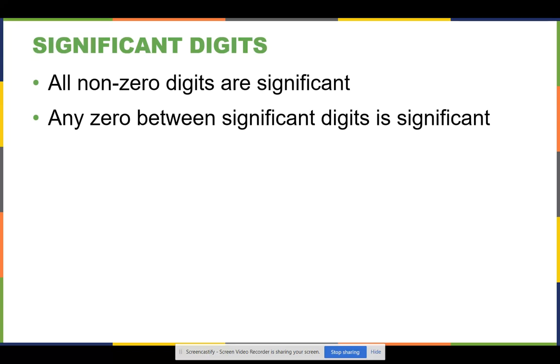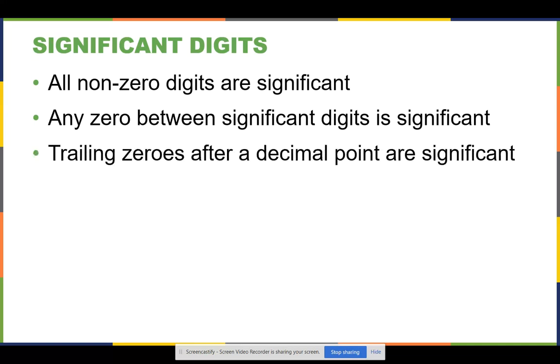Any zero that is between two significant digits is also significant. So if I have, for instance, the number 101, both of the 1s are significant because they're not 0. And the 0 is significant because it's between two numbers that are significant. Trailing zeros after a decimal point are significant. Now let me write an example of trailing zeros after the decimal point. If I have the zeros that are trailing are the ones that come after a significant digit. And so we have the number that's not a 0 is the 3. The zeros after that 3 are significant. So in this number, this rule says that those digits are all significant.